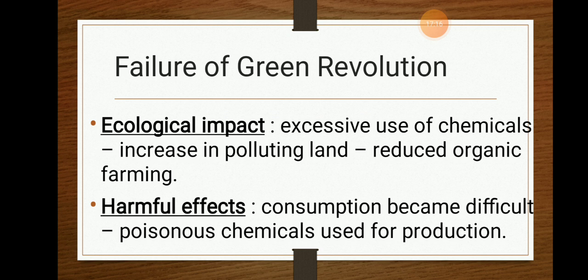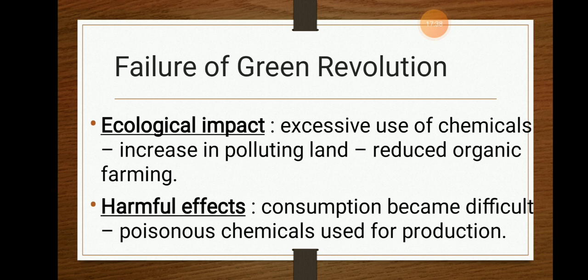Earlier the people used to do organic farming, that is, without the usage of any chemicals. So this also reduced organic farming. And when people get more and more money, what will they do? Normally people will adopt new technology. By this, what happened? This was one of the negative things under the green revolution.